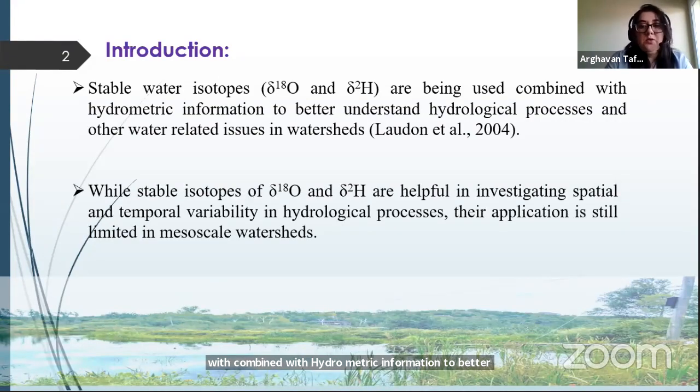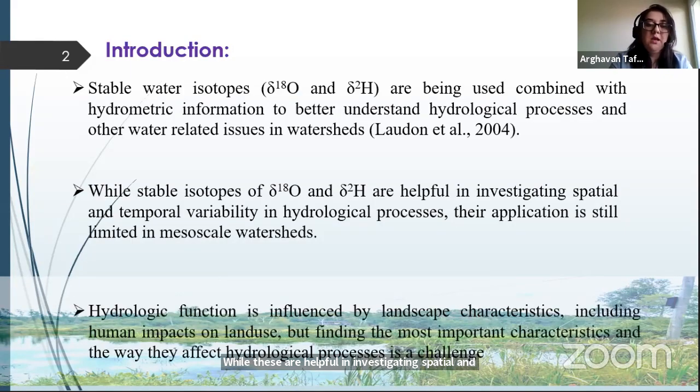And while H2 and O18 are helpful in investigating spatial and temporal variability in hydrological processes, their application is still limited, especially in mesoscale watersheds. On the other hand, hydrologic function is influenced by landscape characteristics, but finding the most important characteristics and the way that they affect hydrological processes is a challenge.